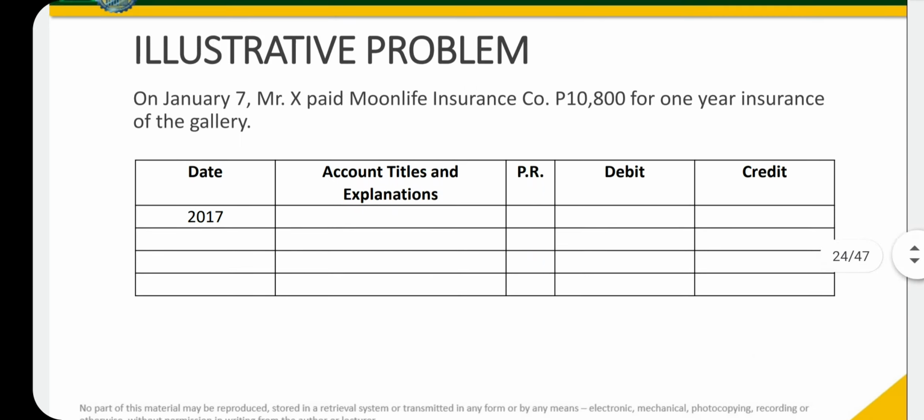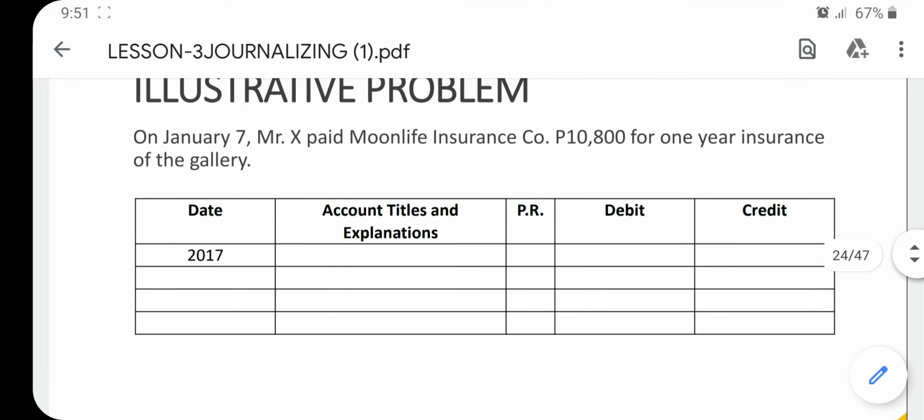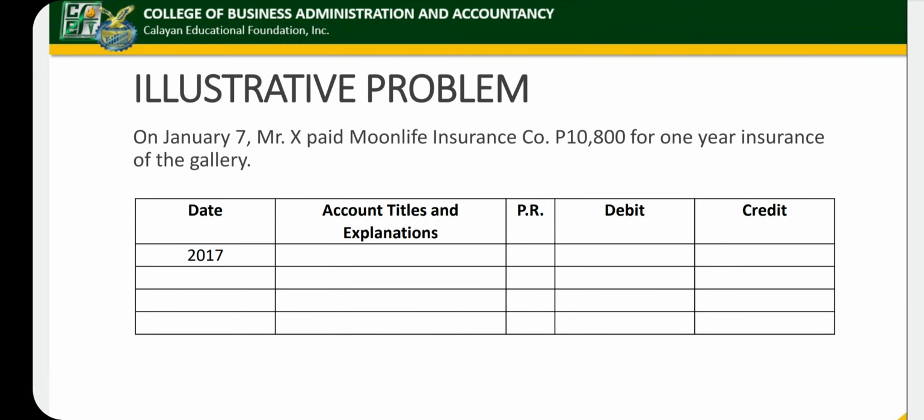Next transaction, on January 7, Mr. X paid Moonlife Insurance Company 10,800 for 1 year insurance of the gallery. So again, this is a prepayment, an advance payment for the insurance.